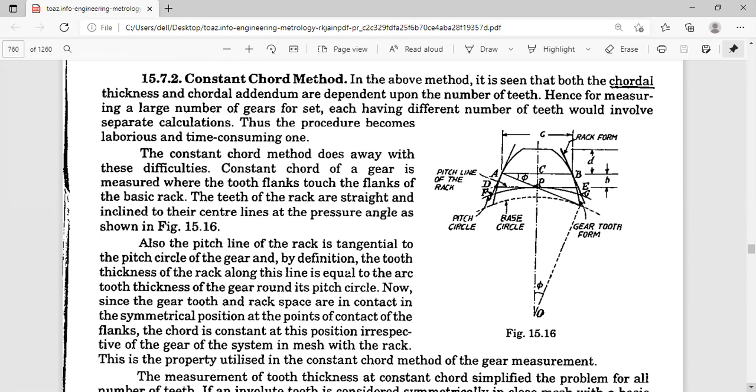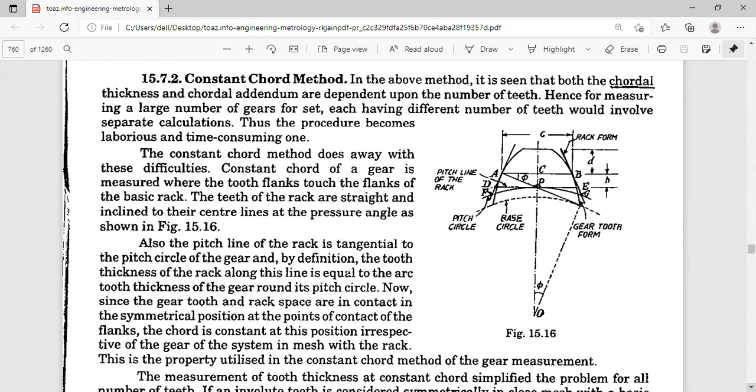And if you want to go for measurement of a large number of gears, each gear will have its own pitch. So each gear will have a different number of teeth, and this will involve separate calculations for each set of gears. So this is a very laborious and difficult process, and it also consumes time for these calculations.